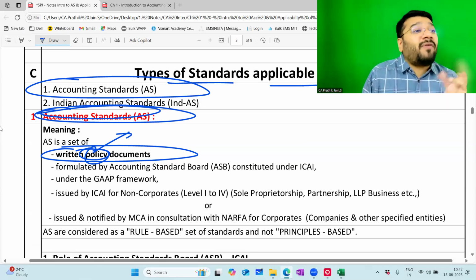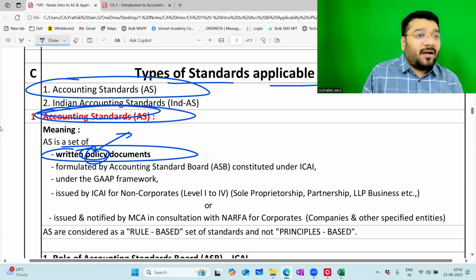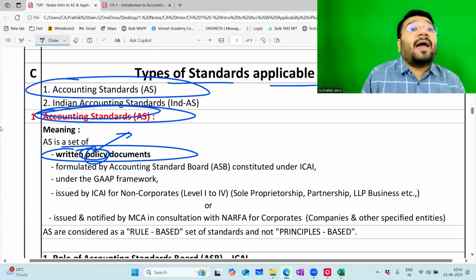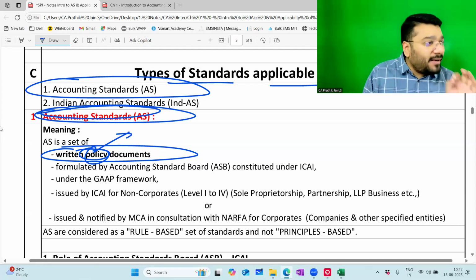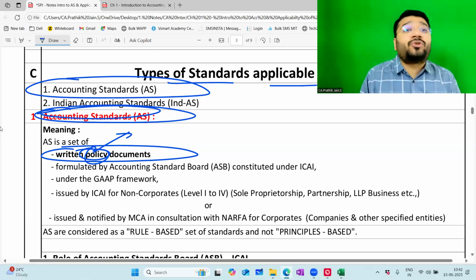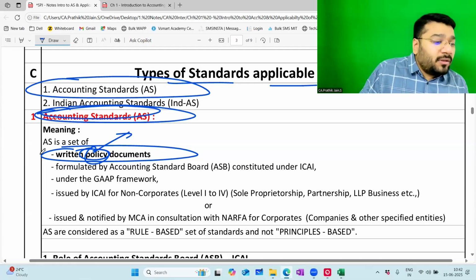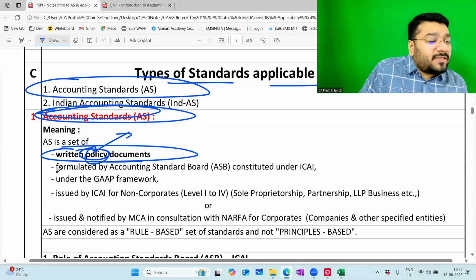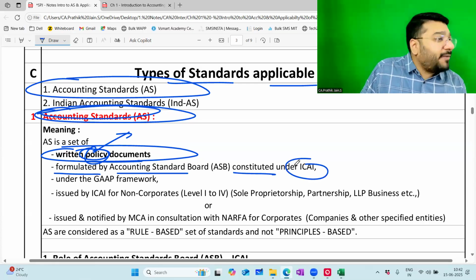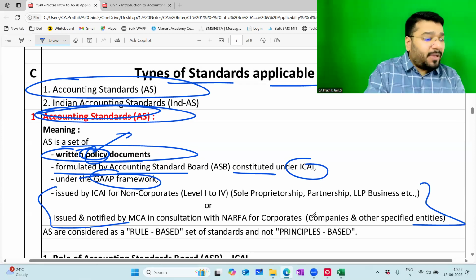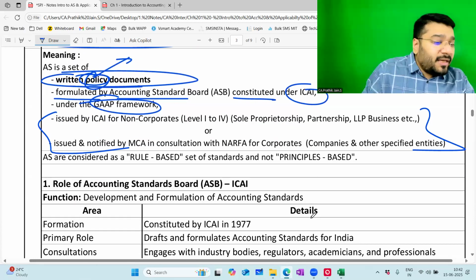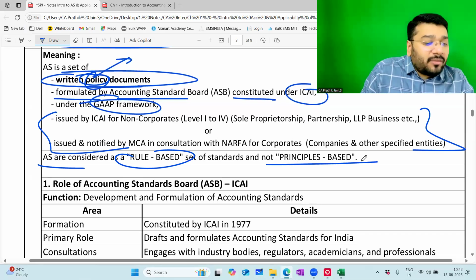Accounting Standards Board is the baccha of ICAI. You know what is baccha of ICAI? It has been created, constituted by ICAI. So that's why we say it is ASB of ICAI. So ASB was given a separate responsibility. This board's responsibility is to develop the accounting standards. How to develop accounting standards, we'll discuss now. So AS is a written policy document formulated by ASB, constituted under ICAI, under the GAAP framework. This point I'll discuss in the upcoming sessions. AS is considered rule-based and not principle-based.